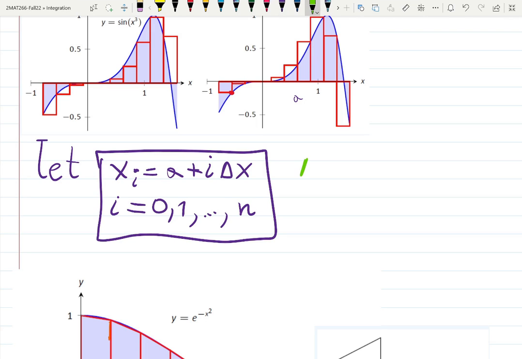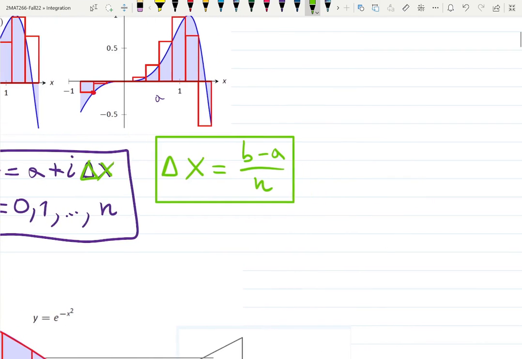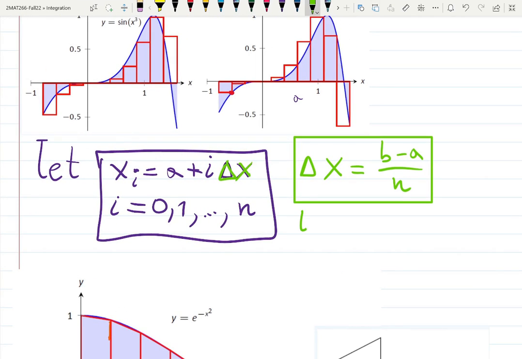So delta x. What is delta x? That is b minus a over n. That is basically the width of each rectangle. Welcome back to Calculus 1 class. That's the review. Maybe you missed it. Widths, not lengths. Let me know if you don't see the green color. Widths of each rectangle. b minus a over n. So the whole interval divided by the number of rectangles we want.